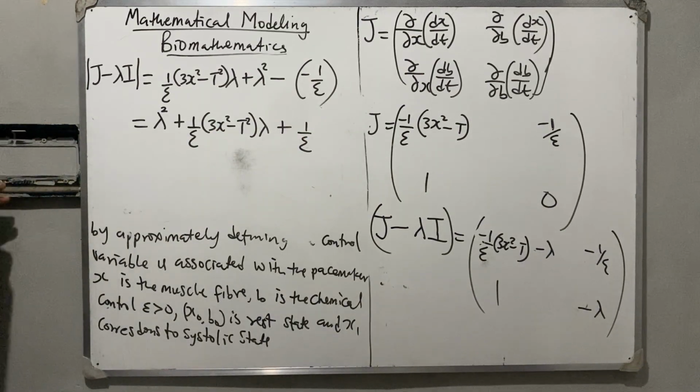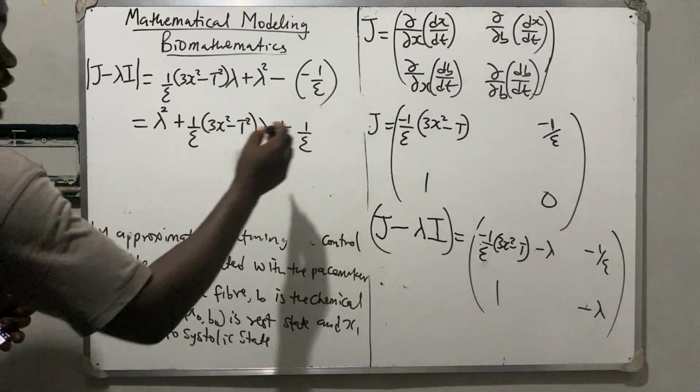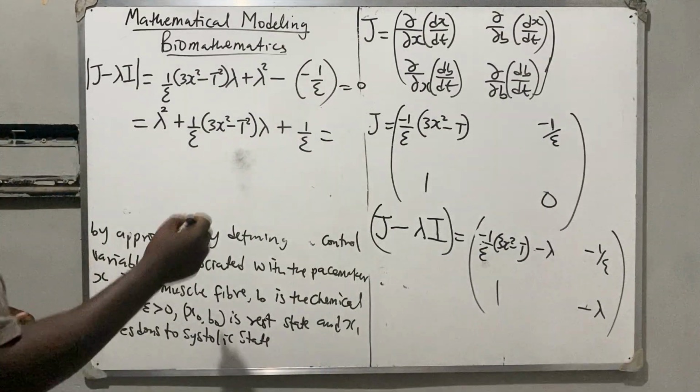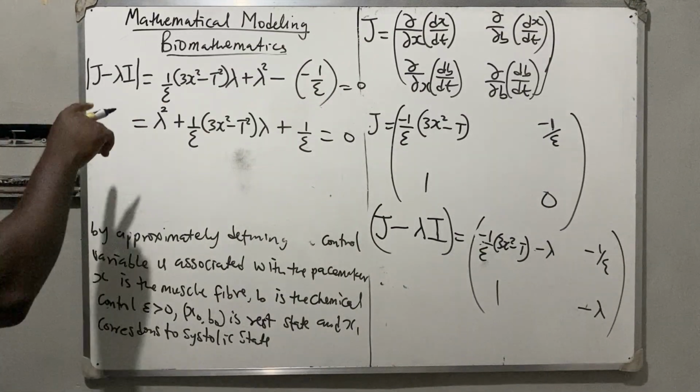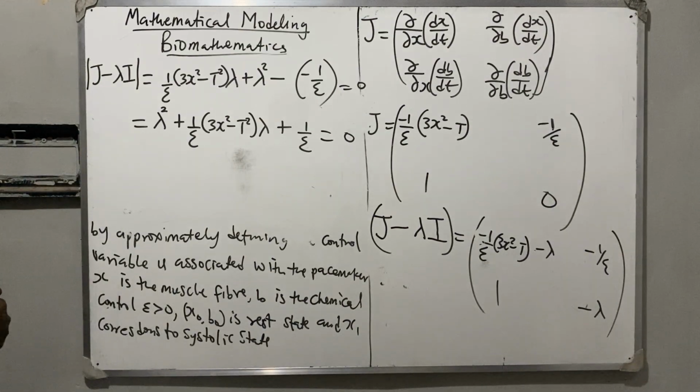That is the determinant. So the next thing we are going to do, immediately you get the quadratic equation, let us compare it with the normal quadratic formula. But before that, we say it's equal to 0. You know that the determinant will always be equated to 0 so that we can find our lambda, which is the eigenvalue.